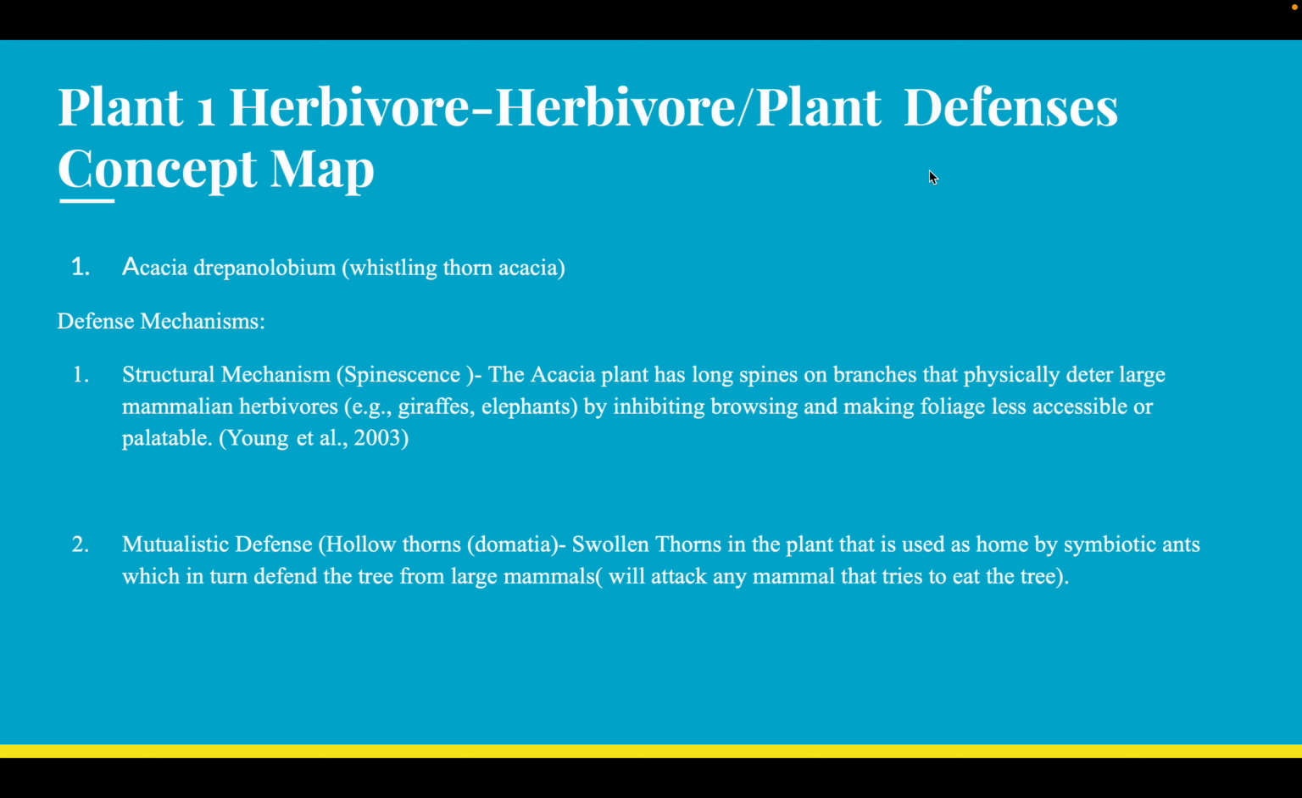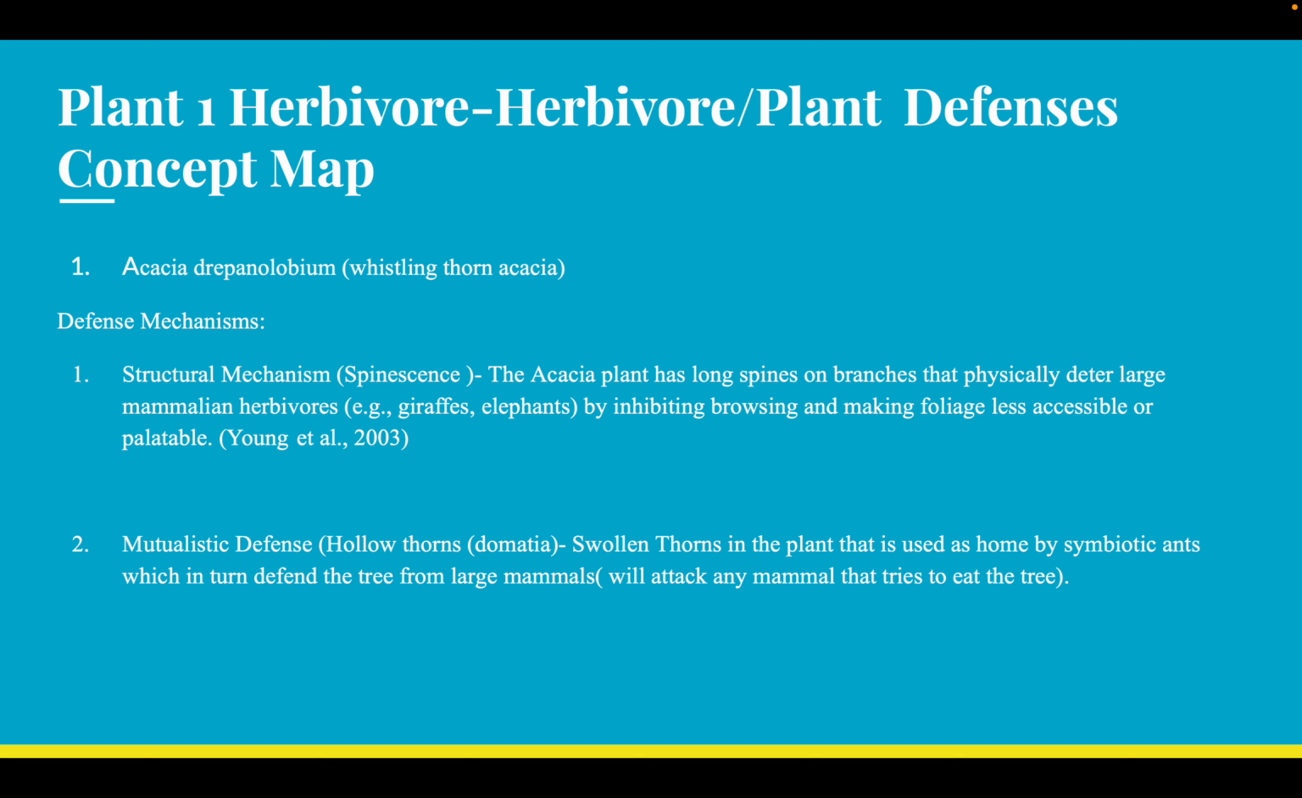The first plant I'll be discussing is called Acacia drepanolobium, which is basically the whistling thorn acacia. The whistling thorn acacia has two major defense mechanisms. The first one being a structural mechanism. The acacia plant uses what is called spinescence, in which it has long spines on branches that physically deter large herbivores such as giraffes and elephants from accessing the plants.